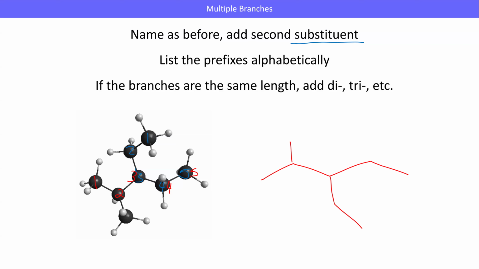So in this case, we'd have 3-ethyl, 2-methyl pentane.